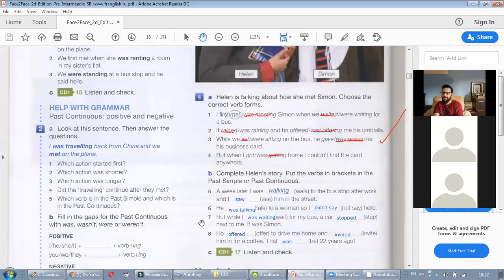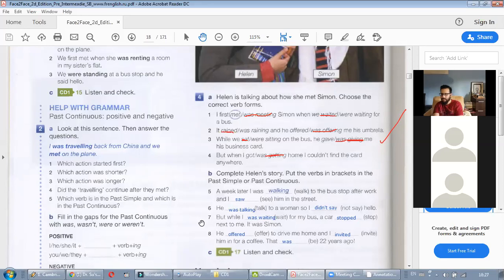It was raining. And he offered me his umbrella. While we were sitting on the bus, he gave me his business card. But when I got home, I couldn't find the card anywhere. Yes. Okay, so Mohammed, can you complete the story of Helen? How Helen met Simon?